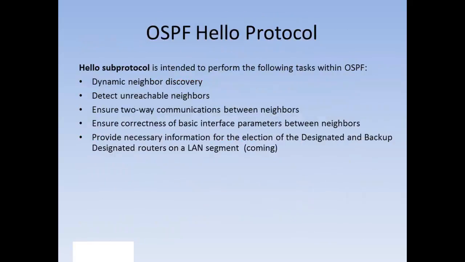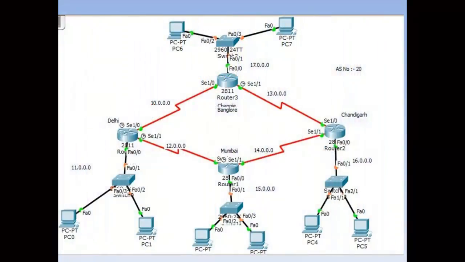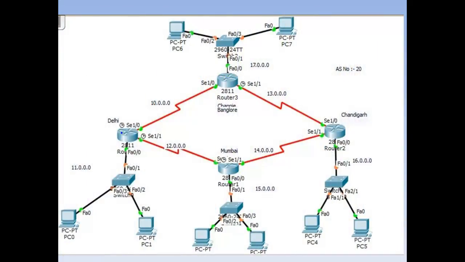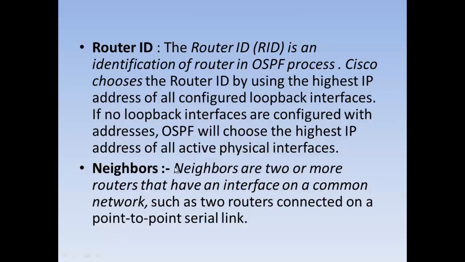What does it mean, active physical interface? Come back again here. Look here. On this particular interface, I have configured the 10 IP series. So suppose I have configured 10.0.0.1 on this. This interface is configured with 12, and this particular interface is configured with 11. So which one is the highest IP? 12. So the router ID of this particular router will be the 12 IP series.